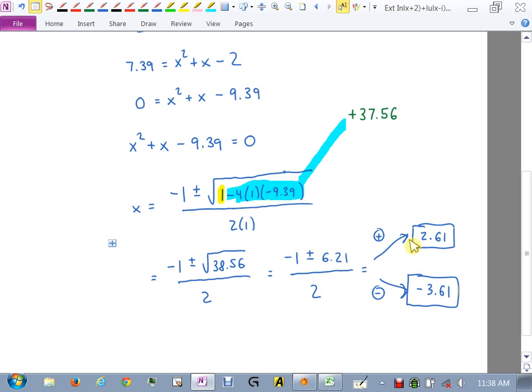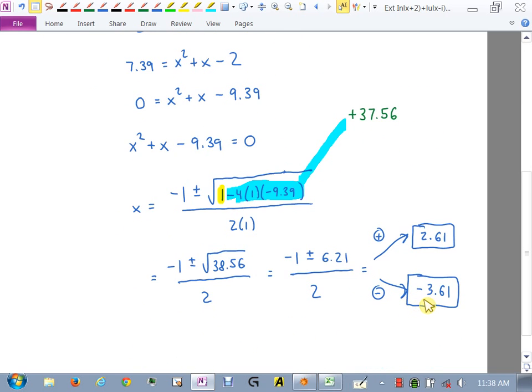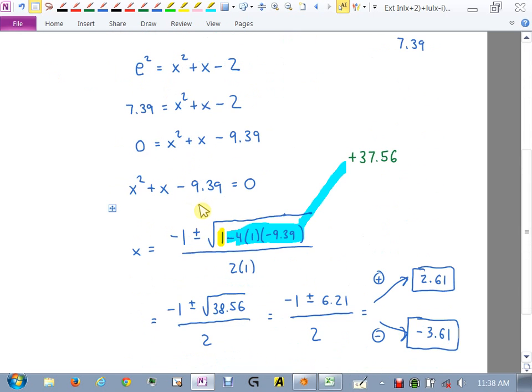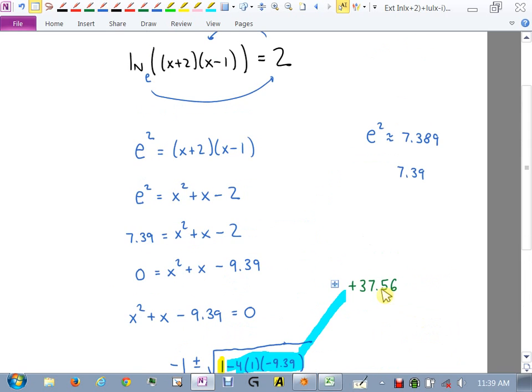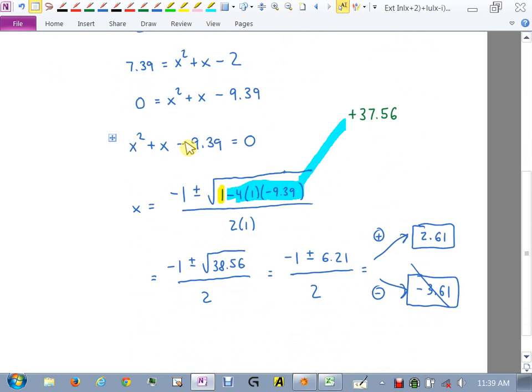So let's just check to see that they would work. Let's try 2.61 in the original problem. Yes, yes. Negative 3.61 is the other one. When I try to plug that in, no, doesn't work. So it's gone. It is possible to have them both work. You're not always going to get one to cancel. It has to work for all of them. It has to work for everything in here. If it fails for one, then the whole thing fails. Okay, you get the idea here?